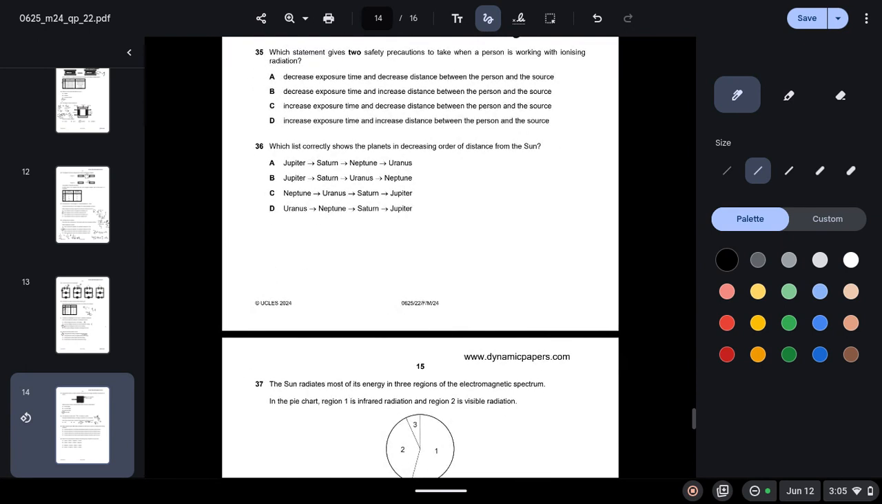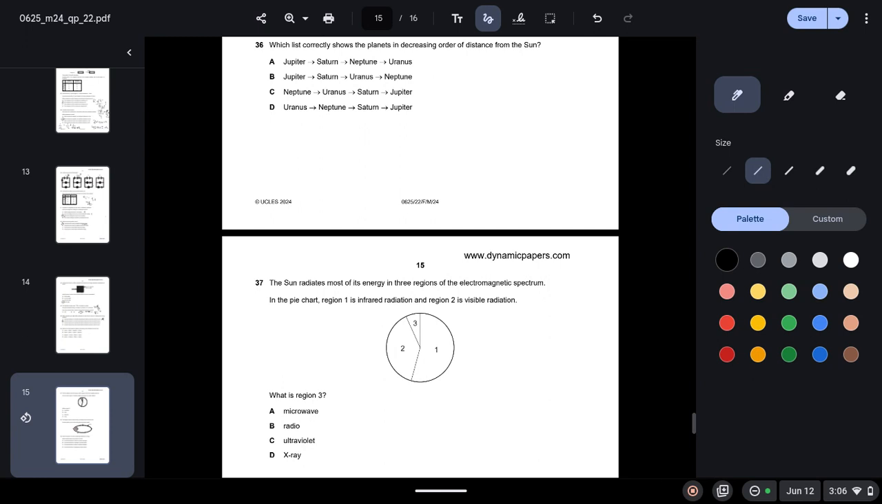Which statement gives two safety precautions to take when a person is working with ionizing radiation? Decrease exposure time and decrease distance between the person and the source. This will have the opposite effect, this will be more harmful. Decrease exposure time and increase distance between the person and the source. This is correct. We need to decrease the exposure time and increase the distance between the person and the source.